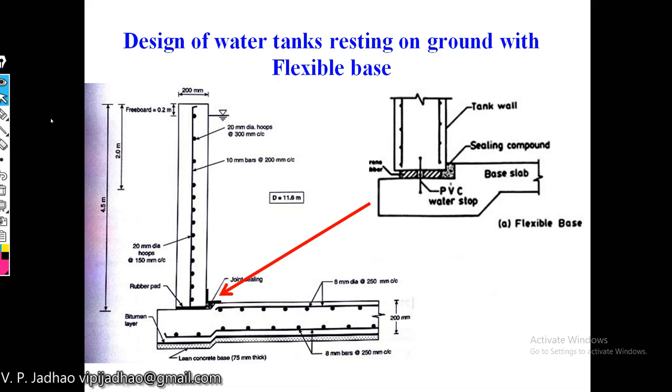This is an enlarged view of water tank with flexible base. You can see here some rubber pad arrangement is provided. One sealant is again provided here, and for joint sealing some material is provided here. These are very rare types of water tank. You can see in enlarged view the rubber pad is provided like this. This pink colored portion is the rubber pad over which the water tank wall will be sliding slightly.